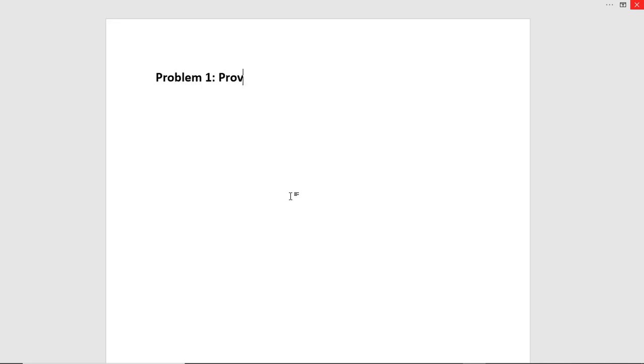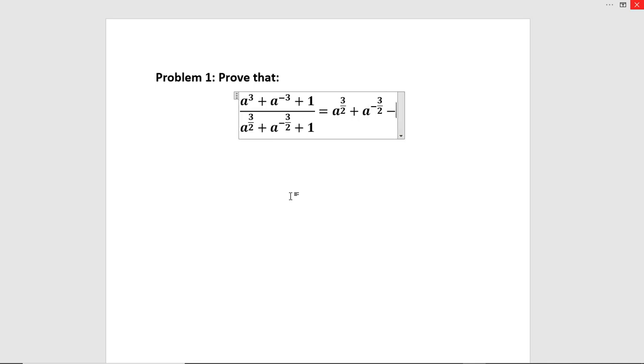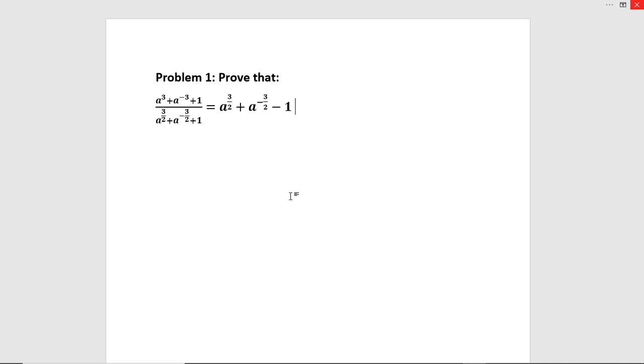Problem 1. Prove that a cube plus a to the power minus 3 plus 1 divided by a to the power 3 by 2 plus a to the power minus 3 by 2 plus 1 equal to a to the power 3 by 2 plus a to the power minus 3 by 2 minus 1. So we have to prove this identity.